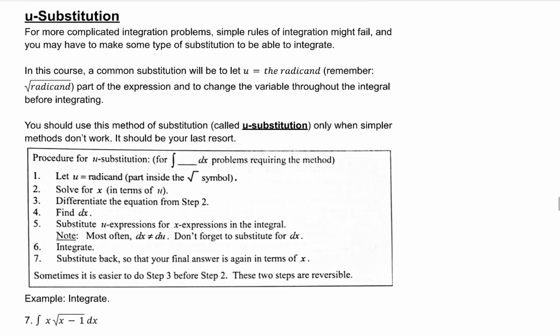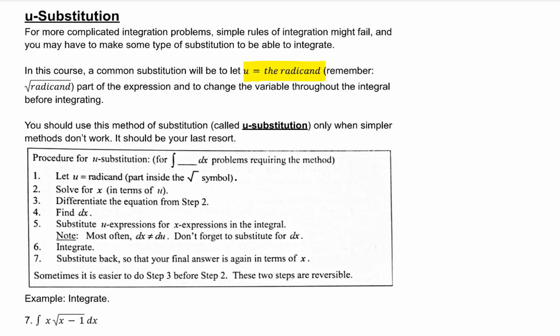A common substitution will be to let u equal the radicand. You should use this method of substitution only when the simpler methods don't work. This is a method of last resort. Don't use u-substitution unless you absolutely have to. Often let u be the radicand.